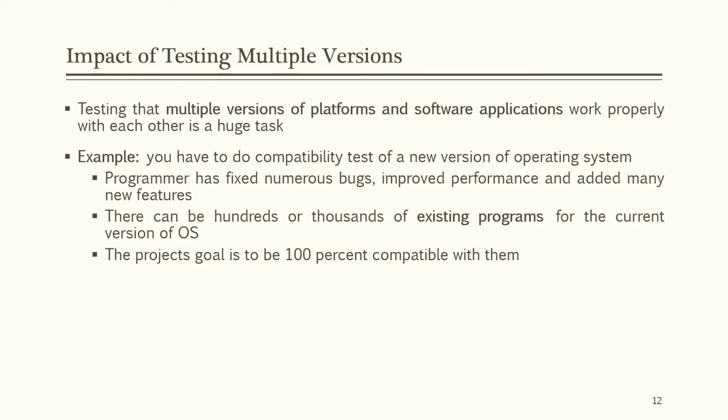Now we will discuss the impact of testing multiple versions. Testing that multiple versions of platforms and software applications work properly with each other is a huge task. For example, you have to do a compatibility test of a new version of an operating system in which programmers have fixed numerous bugs, improved performance, and added many new features. There can be hundreds or thousands of existing programs for the current version of the operating system. The project goal is to be 100% compatible with them. You can see the pictorial representation of this example in the next slide.